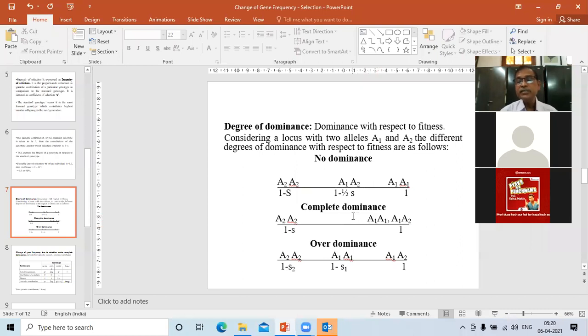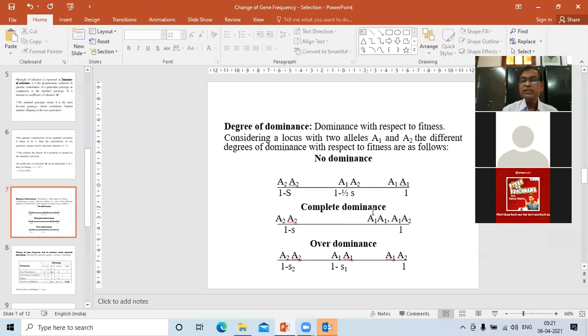In case of complete dominance, the example is the height of the plant, Pisum sativum. You know that tall is dominant over the dwarf, so that is the complete dominance. Even heterozygotes show equally tall as that of the homozygotes. So that is called complete dominance. So here, you just think about it in terms of fitness.